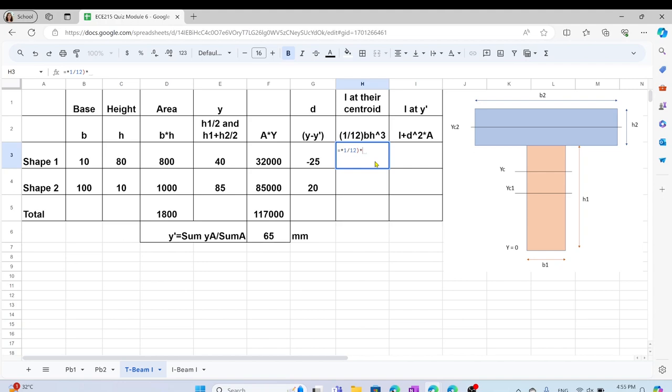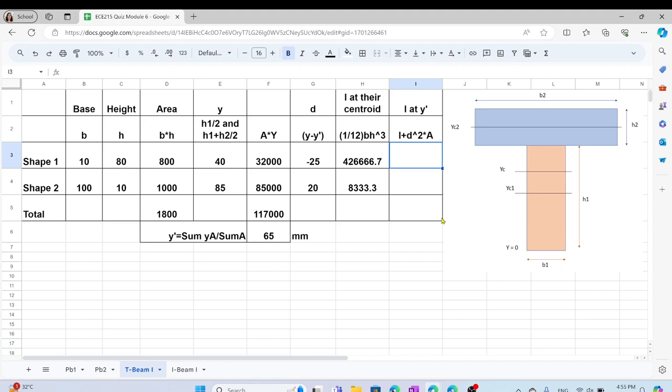Now the moment of inertia of each rectangle at their own centroid equals 1 divided by 12 times their base times h cubed. Oh, I have a mistake, I have a multiplication there. Here we go. And you can just drag the first one. Okay. Let's remove a few decimals because it's a lot. Maybe one decimal.